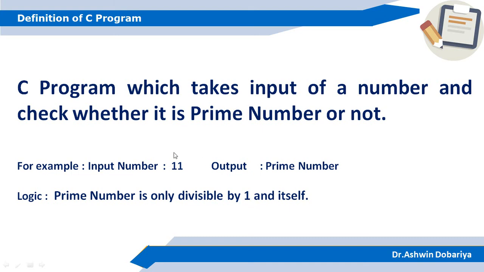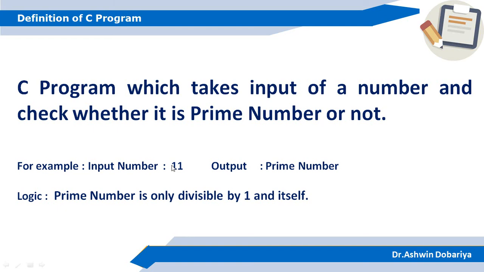Suppose our input number is 11. We know that 11 is divisible by 1, and the answer is 11. And 11 is also divisible by 11, so the answer is 1. Right? But it will not be divisible by any number from 2 to 10. So that's why 11 is a prime number.